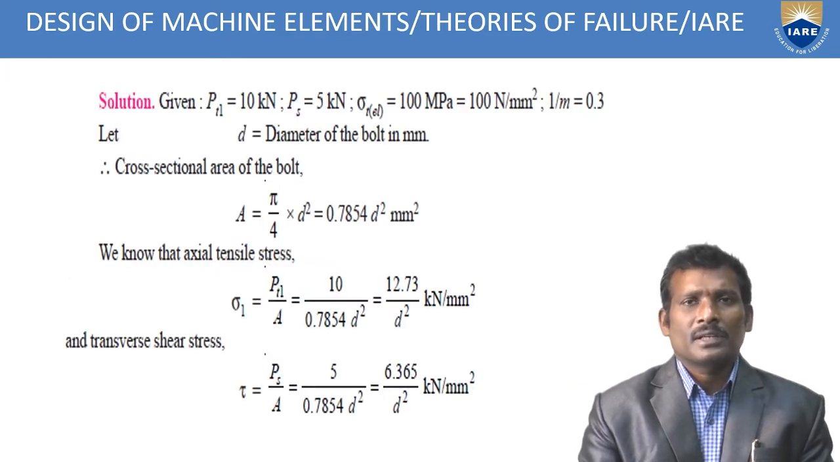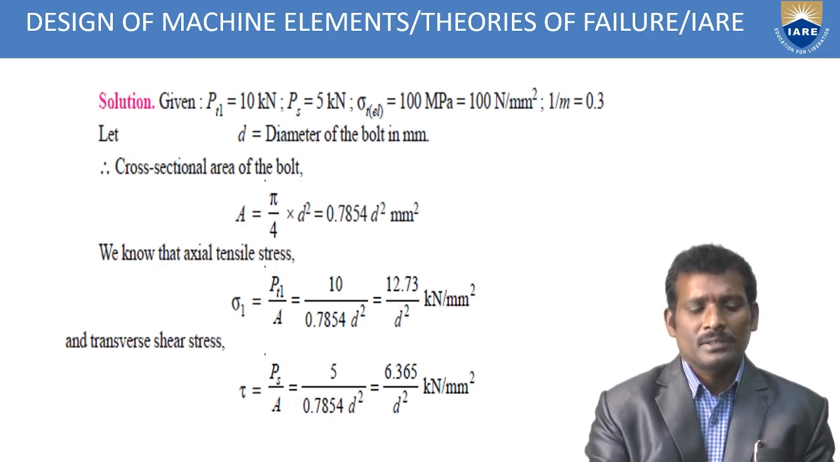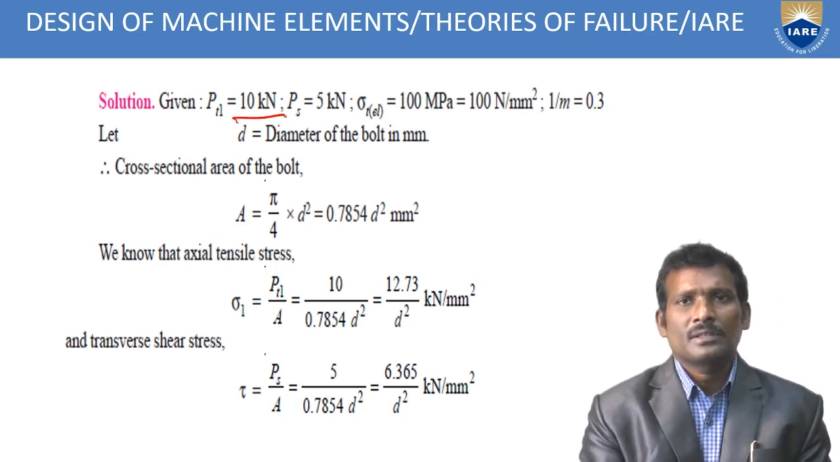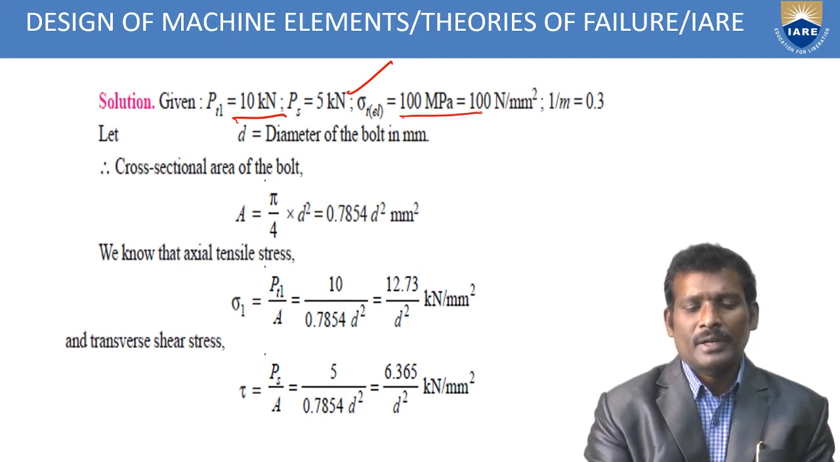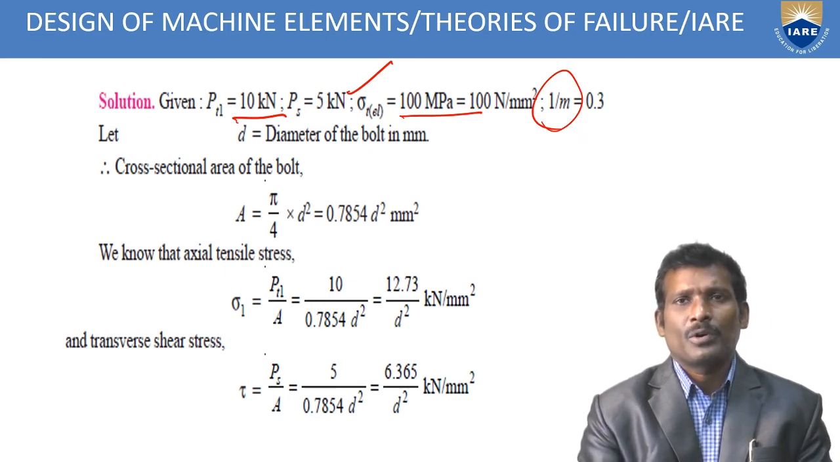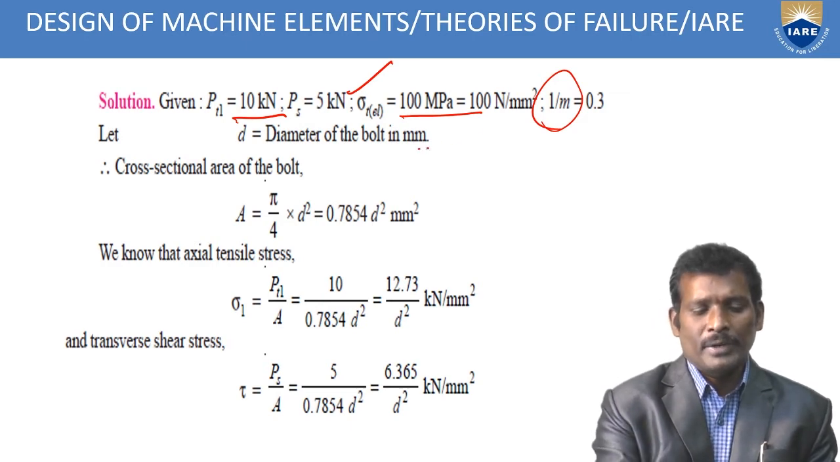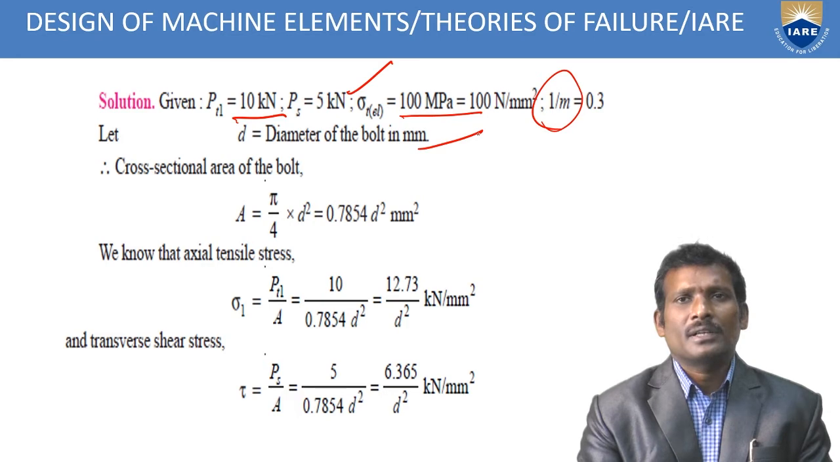First, write down the given data. The tensile load is 10 kilonewtons. The shear load is 5 kilonewtons. The permissible tensile stress is 100 megapascals, and Poisson's ratio, which you can represent as 1 by m, is 0.3. Let the diameter of the bolt be small d in mm. Find the cross-sectional area of the bolt, considered as a solid one, so the area A is equal to pi by 4 multiplied by d square.